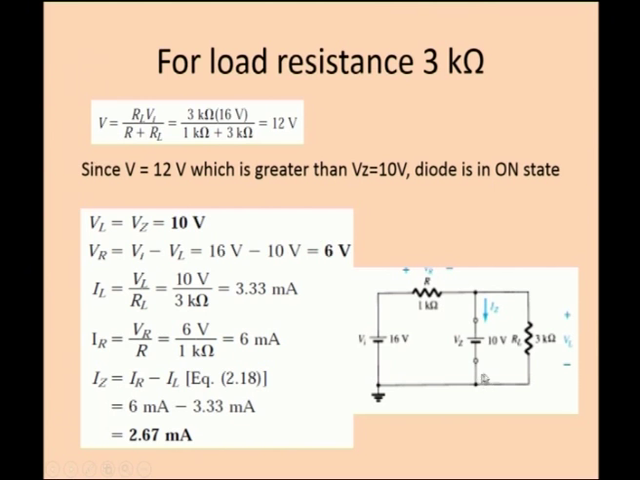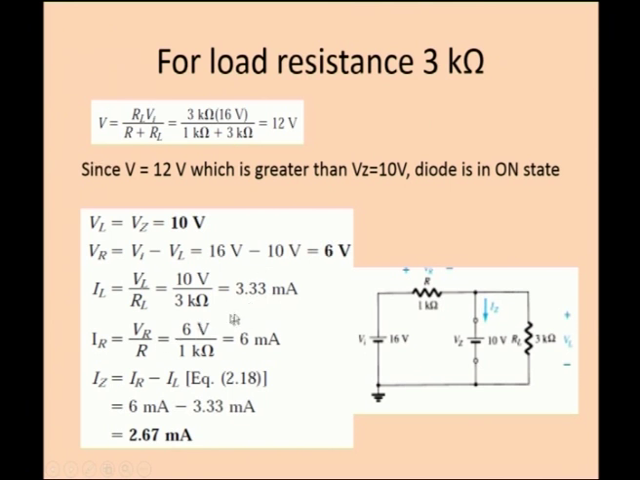Load voltage: since these two arms are parallel, the voltages are also equal. So it is 10 volts because VZ is 10 volts. The load voltage is also 10 volts, and VR, that is the voltage across this resistance of 1 kilo ohm, is calculated as VI minus VZ or VL. VI is given as 16 volts minus VZ or VL taken as 10 volts, so the final voltage VR is 6 volts. And what is IL? IL is the current flowing through the load, VL by RL. VL is 10 divided by RL, which is given as 3 kilo ohms.